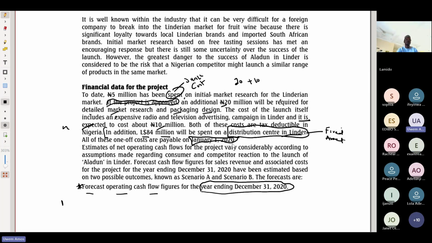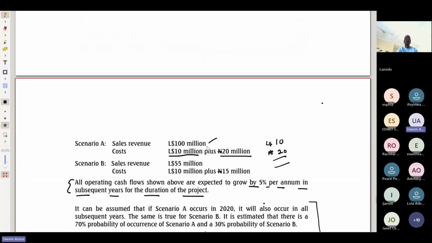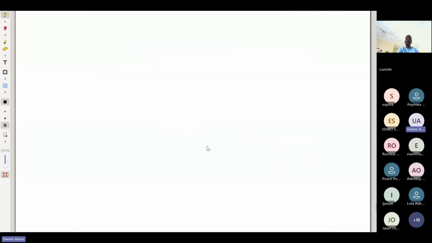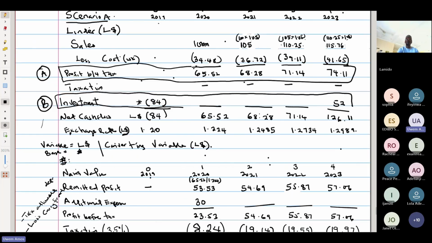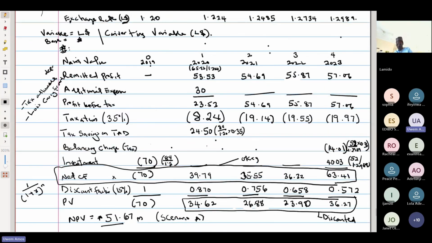So if someone else decides to solve it and put it under year 0, treating it the same way I'm treating the 70 because they all occurred at the start of the project, ICAN will not frown at that. But if you do that, two things are going to happen. Your final answer is going to be roughly the same, that's for sure. The only difference will be in scenario A.